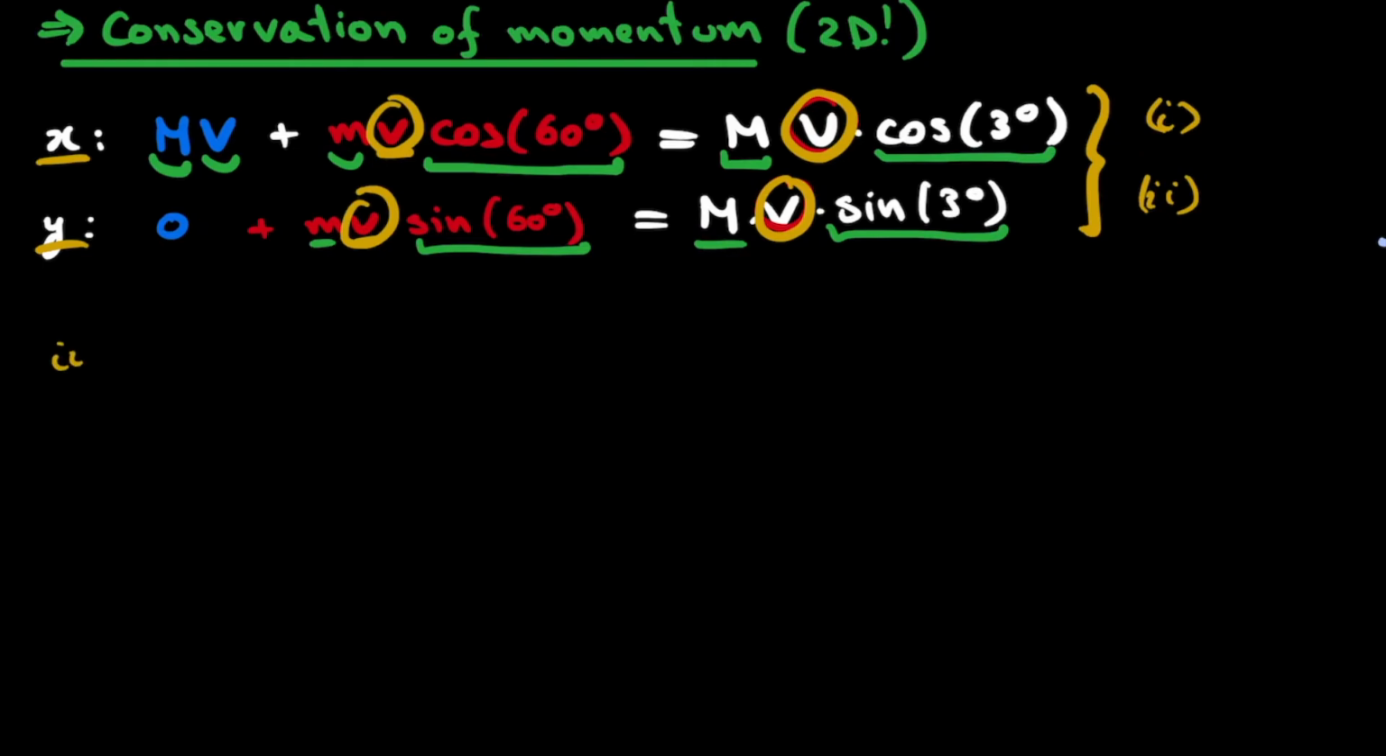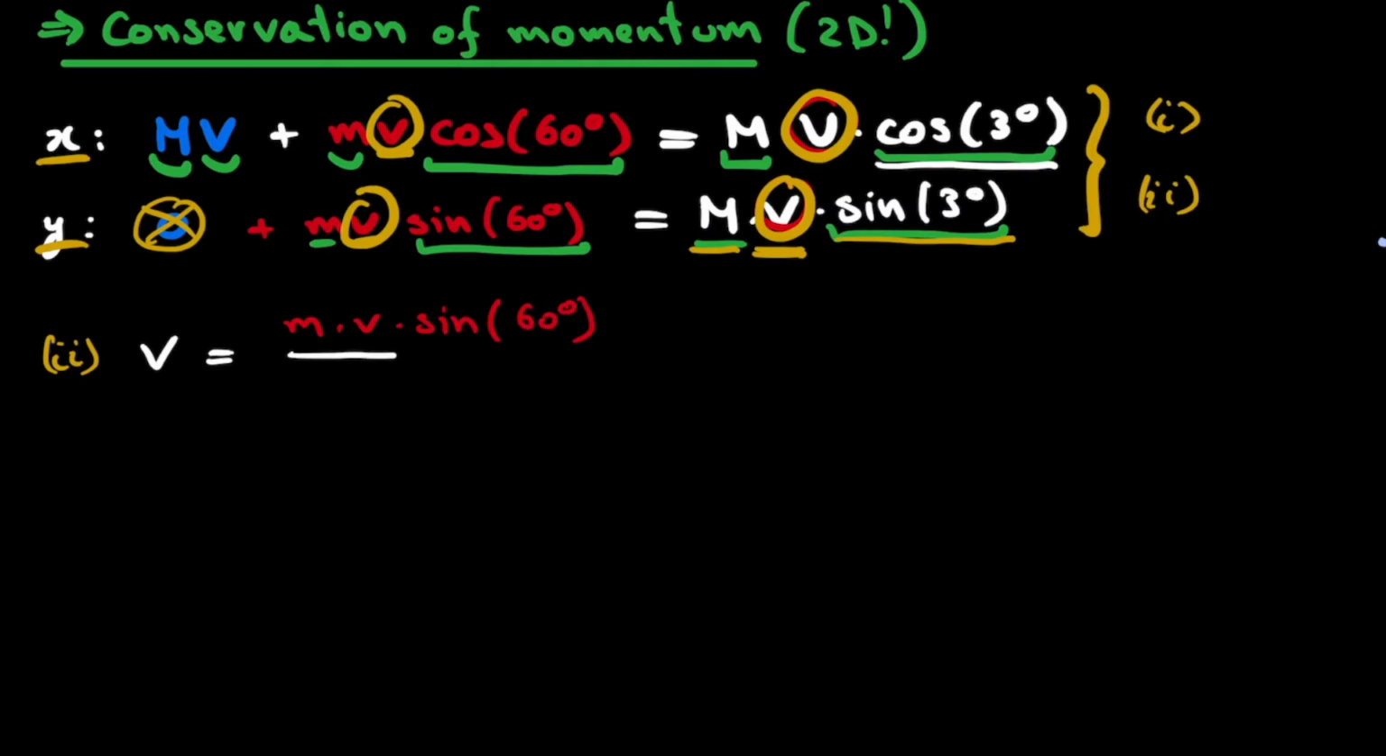Let's first take equation 2 and rewrite it such that we have this v on one side of the equality sign. And since this term is just 0, this is quite straightforward. Just take this mass and this sine of 3 and put it on the other side of the equality sign. This gives us that v, the velocity of our composite object, is simply equal to the mass of our launched small object multiplied by its velocity, multiplied by the sine of 60 degrees. And then we, of course, divide this by the other things, which is the mass of the composite object multiplied by the sine of 3 degrees.